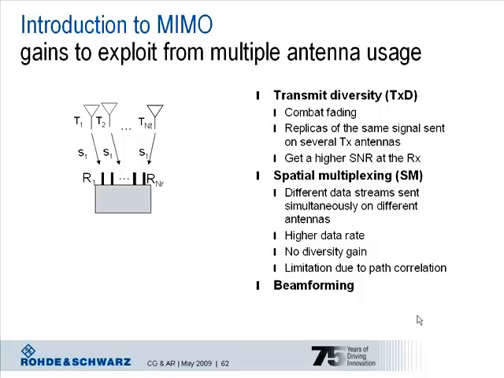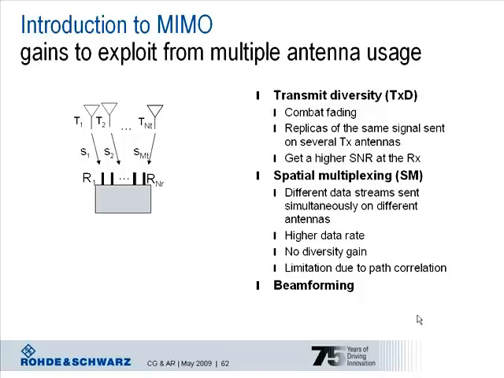Note that typically the streams transmitted by each antenna are coded with an additional antenna-specific pattern to further increase the diversity effect. An example would be the space-time or space-frequency coding according to Alamouti. That is a very commonly used scheme.